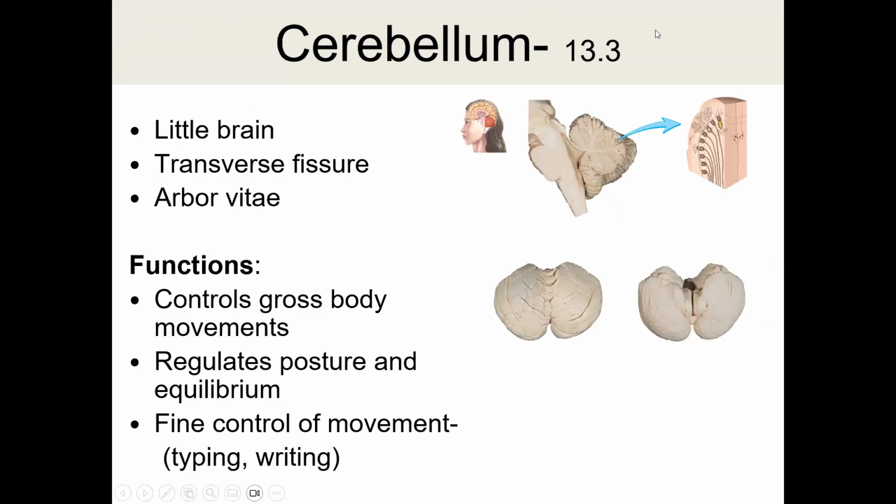All right, the cerebellum, sometimes we call the little brain because it's almost like its own little brain attached to the brainstem. It has the transverse fissure because it kind of goes across here. And then this portion, the white, we call the arbor vitae. So the transverse fissure is almost right where we found that fourth ventricle, the little triangle space.